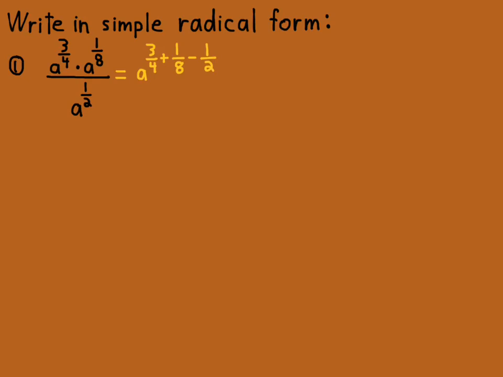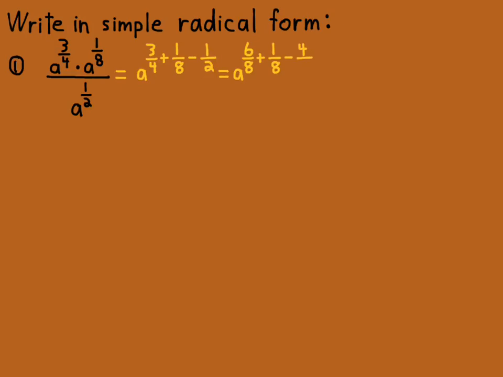The ones that you divide, you subtract the exponents. The ones that you're multiplying, you add the exponents. So it looks like that. And then we need a common denominator, which will be, least common denominator is 8. So I have to multiply 3/4 by 2 over 2. And I have to write the 1/2 as 4 over 8.